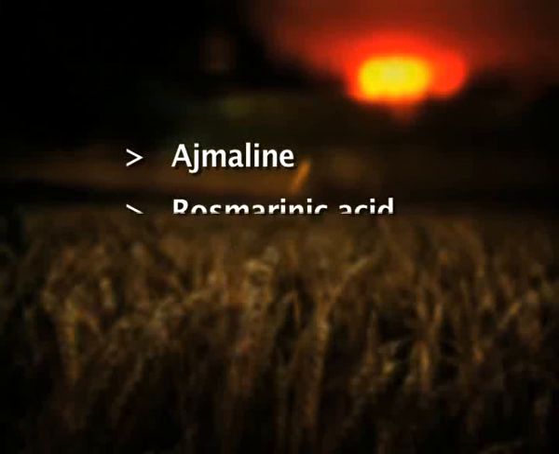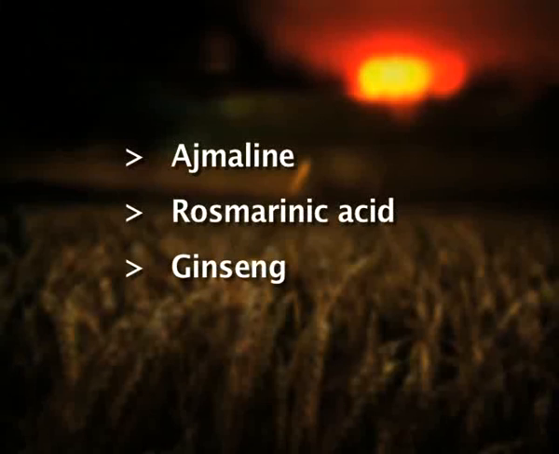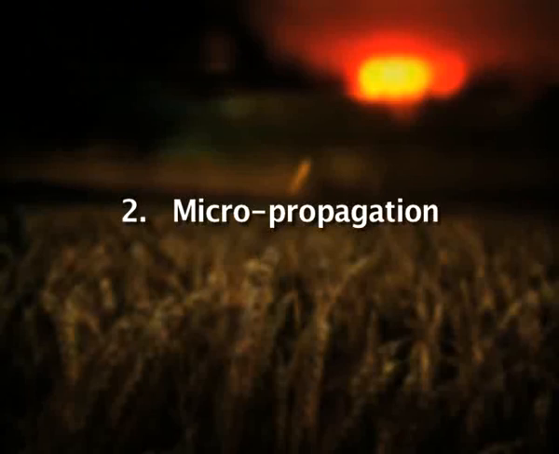A number of other compounds like ajmaline, rosmarinic acid, ginseng, etc. are also produced on commercial scale. All these biochemicals produced from plant cell cultures are comparable to those derived from natural products in their chemical, biochemical and biological properties. Number second application is micropropagation.